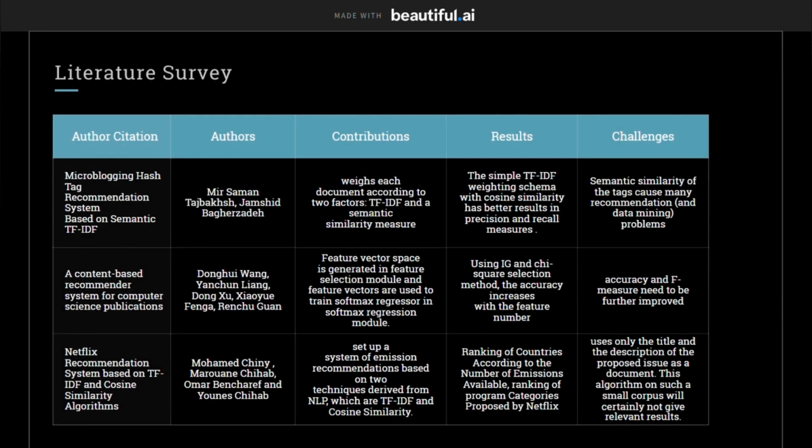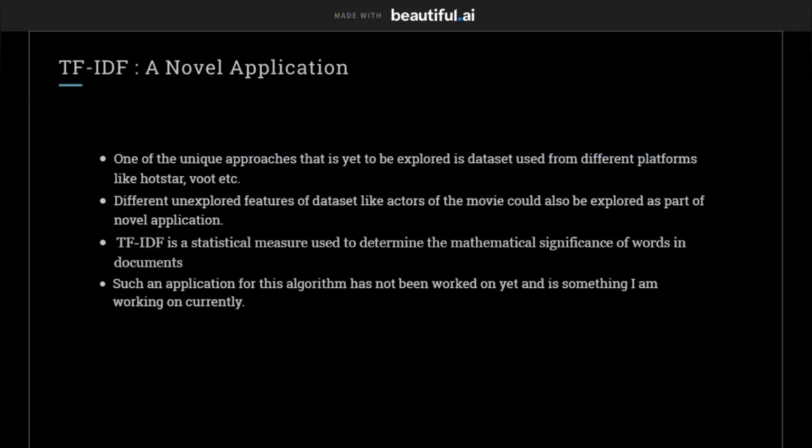This is a comprehensive literature survey on the TF-IDF algorithm. The new datasets from different platforms like Hotstar have not been explored yet. Also, features like the actors of the movie in the dataset have not been explored. So such an application for this algorithm has not been worked on yet and is something I'm currently working on.